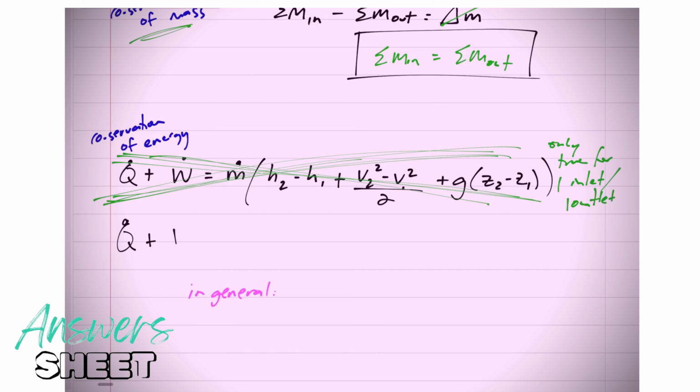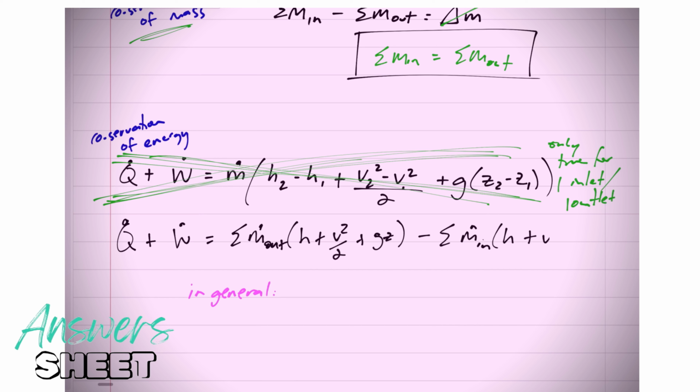Q plus W equals summation of all the m dot outs, H plus V squared over 2 plus GZ, minus the m dot ins times each one's H plus V squared over 2 plus GZ. So there is the equation that we need to start with for a mixing chamber. Now, in general, W is 0.